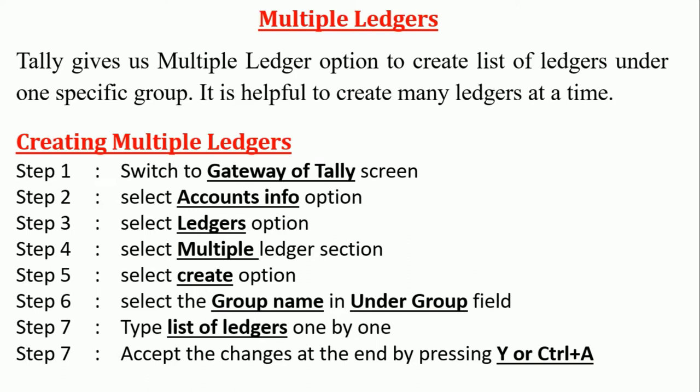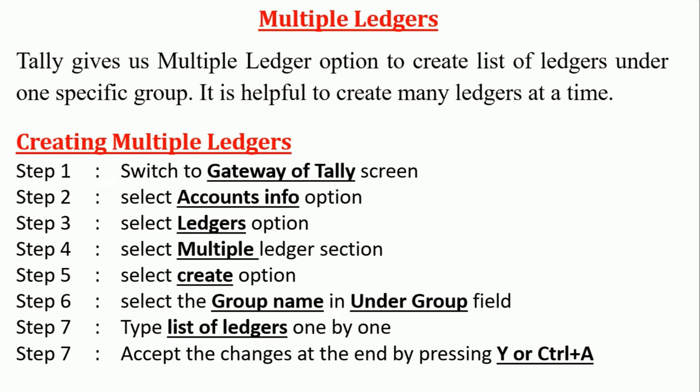By that we can create many number of ledgers under one head called groups. That means by using one group we can create many number of ledgers. In single ledger we have to create ledgers one by one, but in multiple ledgers at a time we can create many ledgers.